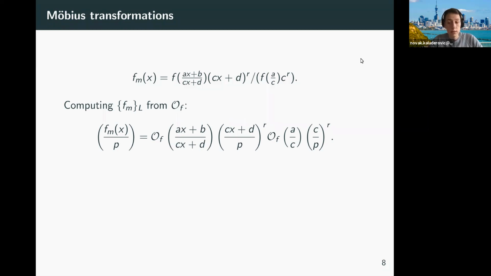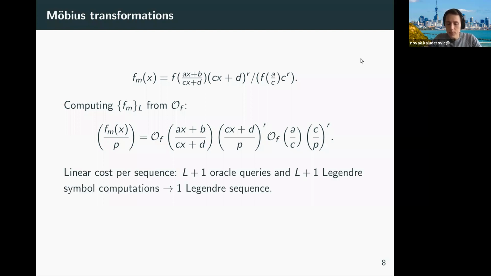So since we can obtain symbols of the polynomial f_M, we can obtain the whole Legendre sequence of f_M. How do we do that? Well, we simply query the oracle L times, at all these x values going from 0 up to L minus 1, and an additional query at a over c, and we compute additional L plus 1 Legendre symbols and multiply all these values. With them, we can obtain the Legendre sequence of f_M. So in order to obtain one Legendre sequence for one matrix in PGL2, or one Möbius transformation, we need L oracle queries.